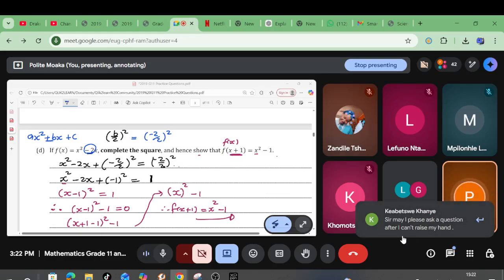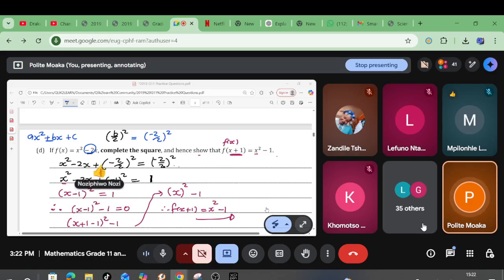May I please ask a question after I can't raise my hand? Oh, Kiabitu, you said you can't raise your hands. You can send your question in the comments. Where did the f of x go on step 1? We'll come to Katlero. Katlero, I'm coming to you. So now I think it's best when we have a lot of questions.